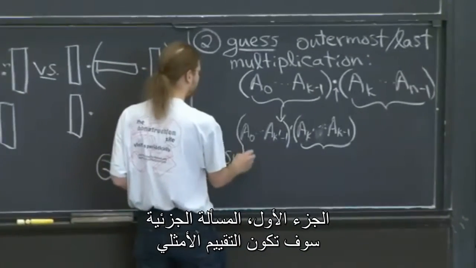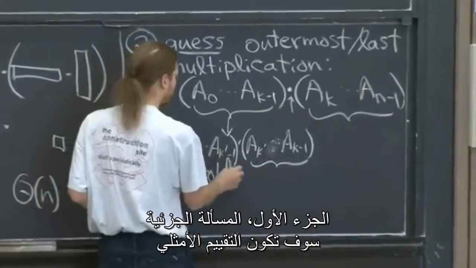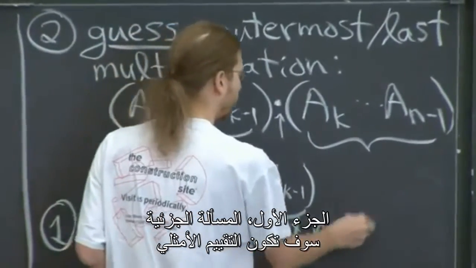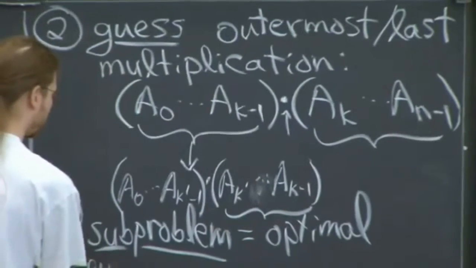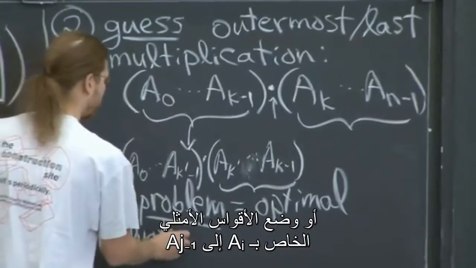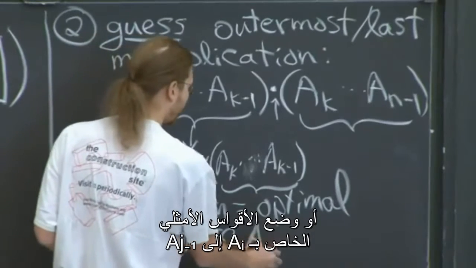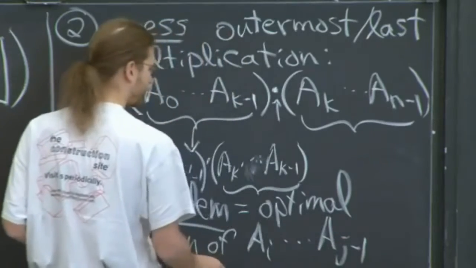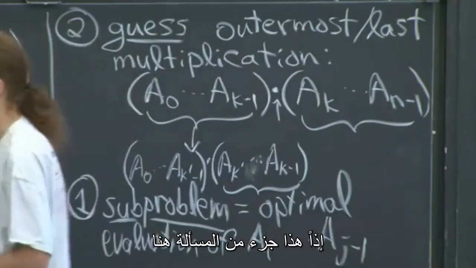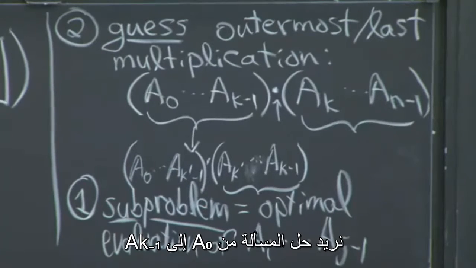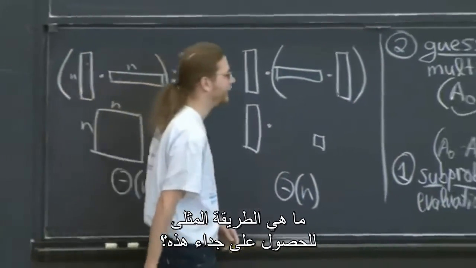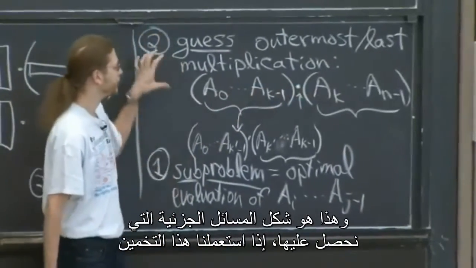Cool. So part 1, the subproblem is going to be the optimal evaluation or parenthesization of ai to aj minus 1. Okay, so that's part of the problem here. We want to do a0 to an minus 1. So in general, let's just take some substring in here and say, well, what's the best way to multiply that? And that's the sort of subproblems we're getting if we use this guess.